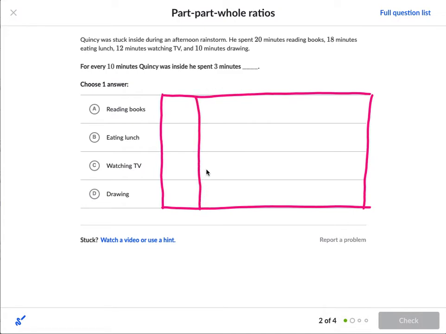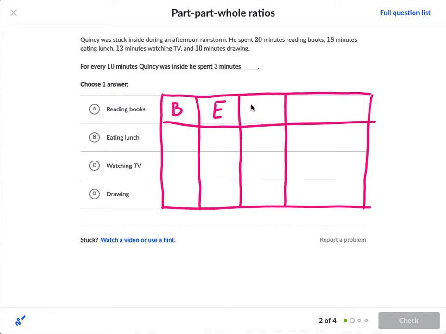And so we have 20 minutes reading books. So let's put books. We have 18 minutes eating lunch, so we'll put eating. We have another column of watching TV. We can just put TV. And then another column for drawing. And then, of course, we have total.